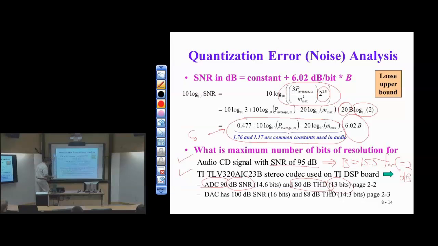The digital to analog converter is a little bit better, and that has 100 dB of SNR range, so 16 good bits. It's a good sign. Total harmonic distortion, okay, not as much. You get 14 good bits. And I gave you the page numbers where I pulled that from.